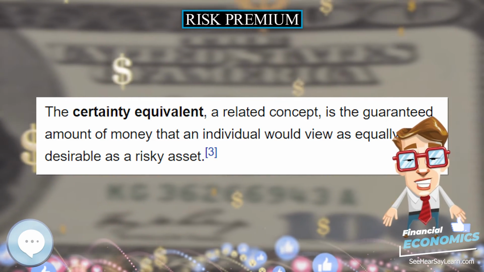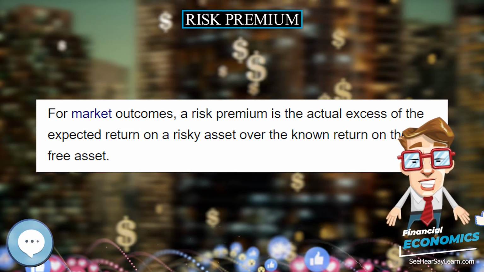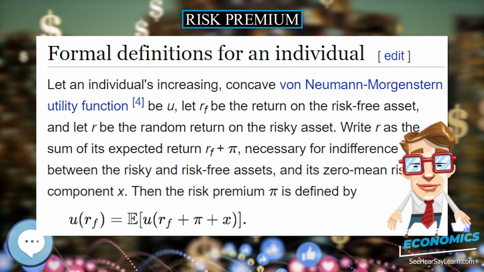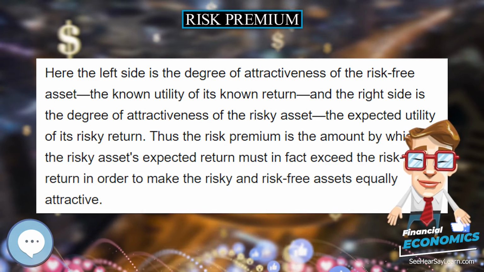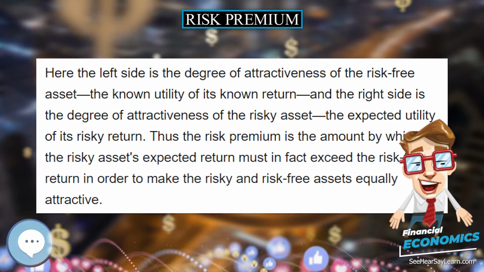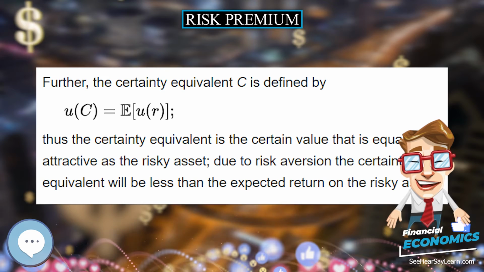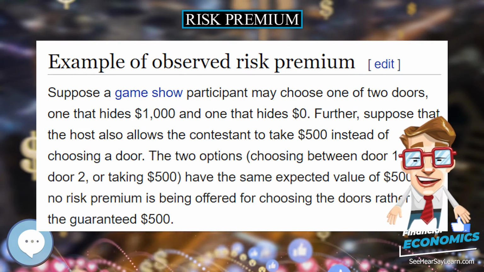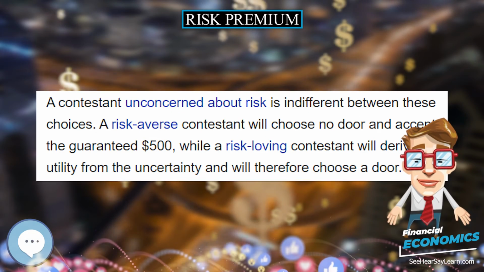If the game show offers $1,600 behind the good door, increasing to $800 the expected value of choosing between doors 1 and 2, the risk premium becomes $300, i.e., $800 expected value minus $500 guaranteed amount. Contestants requiring a minimum risk compensation of less than $300 will choose a door instead of accepting the guaranteed $500.